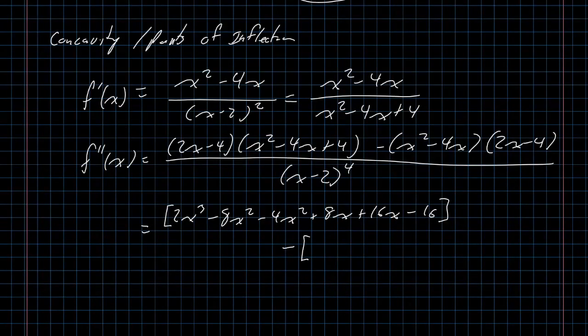Expanding out the other one, we'll have x squared times 2x, which is 2x cubed. We'll have x squared times minus 4, which is minus 4x squared. We'll have minus 4 times 2x, which is minus 8x squared. And we'll have minus 4x times minus 4, which is plus 16x.